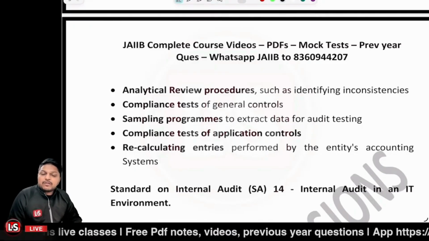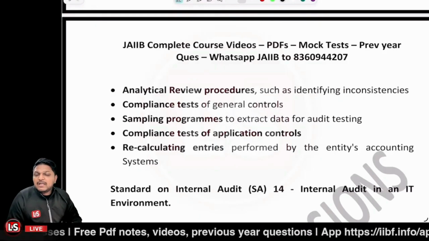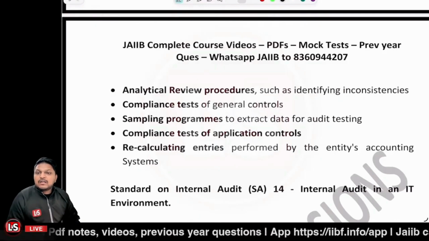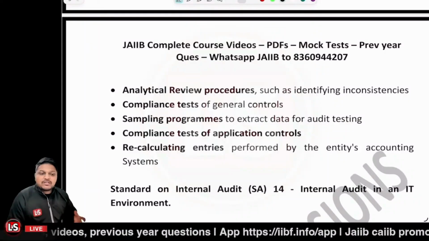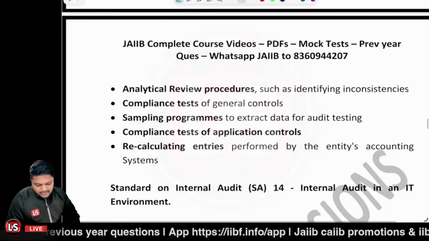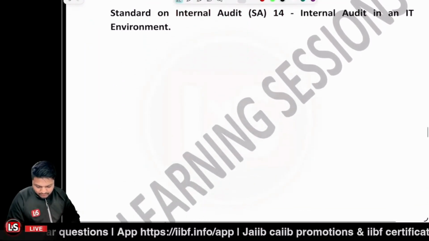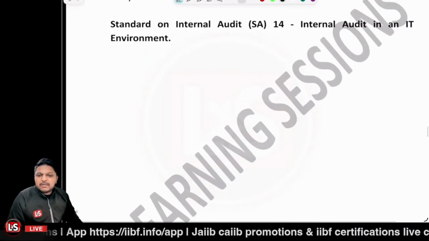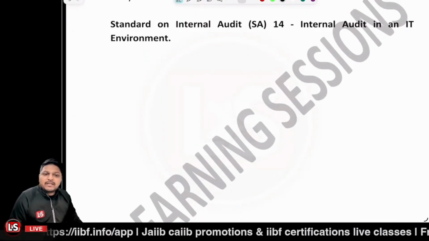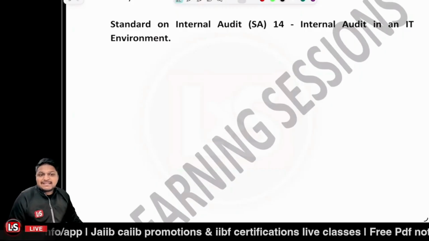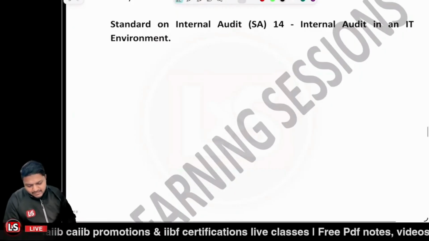We are using the computer for the calculation purposes. We are running multiple types of compliance tests, or we are recalculating the entries or interest based on the accounting standards, right? So that is to be done. Further, it's about the standard on internal audit 14, SA 14. SA 14 deals with it.